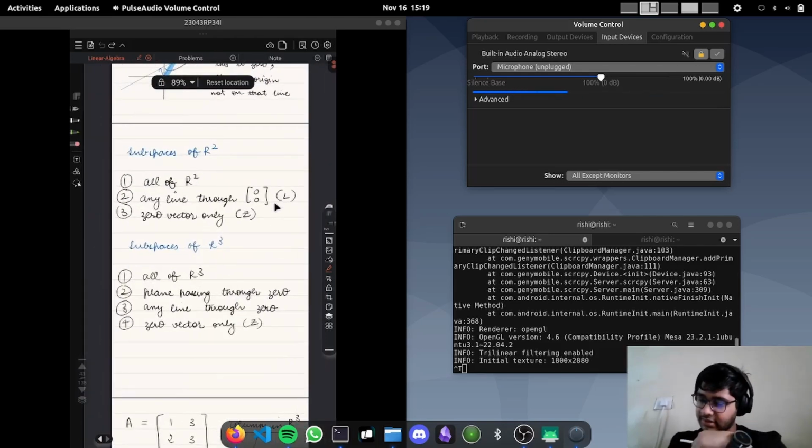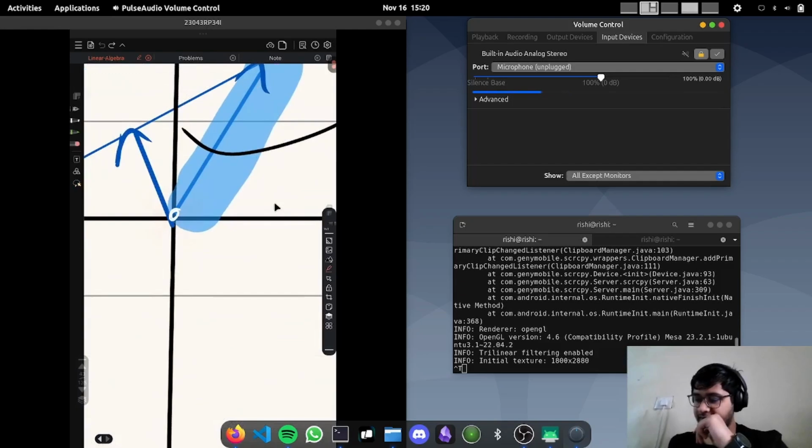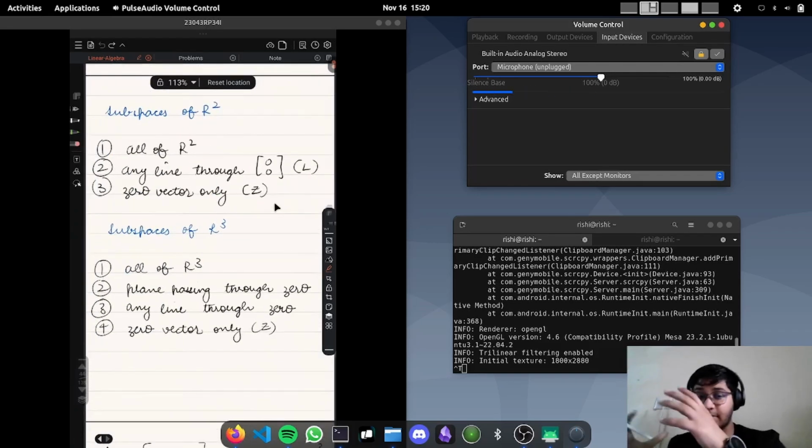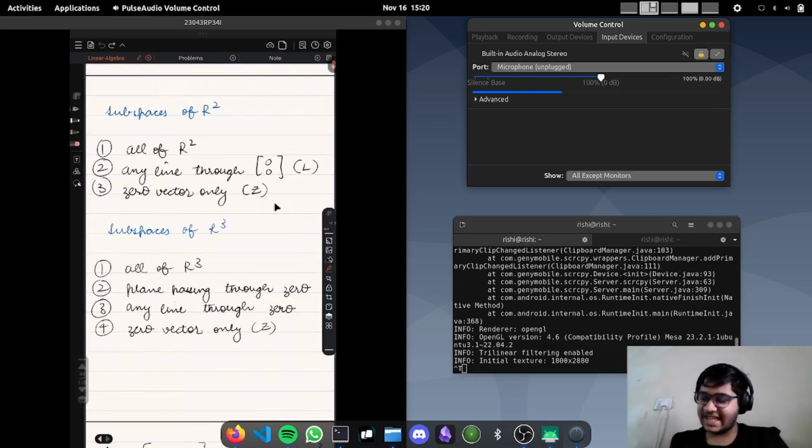Okay, so subspaces of R square. All of R square is obviously a subspace of R square. Obviously, any line through 0,0 will be a subspace of R square, and the 0 vector in itself is a subspace, because at the 0 vector we have only the 0 vector. So 0 vector plus 0 vector will always be 0 vector. 0 vector multiplied by some scalar will always be 0 vector. It also satisfies the conditions of a subspace, so it's a complete subspace in itself, although it only has one element. So we have 3 kinds of subspaces in R square.